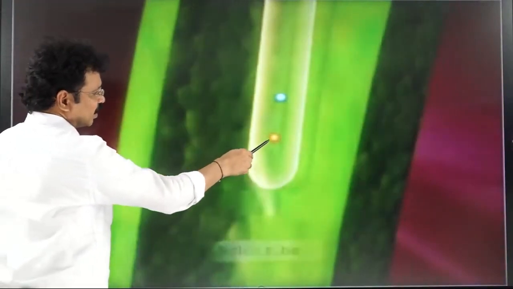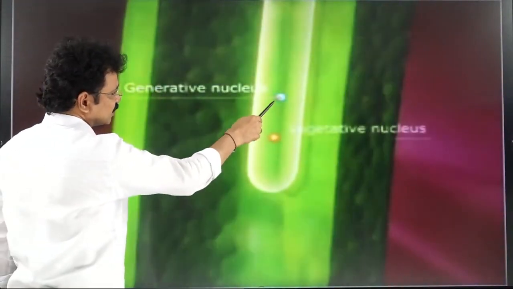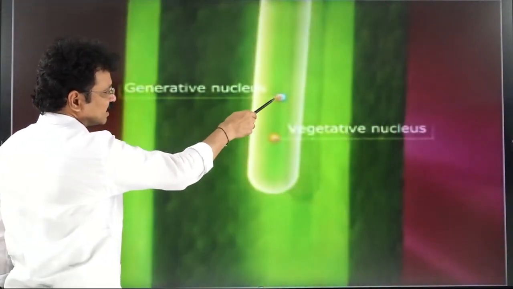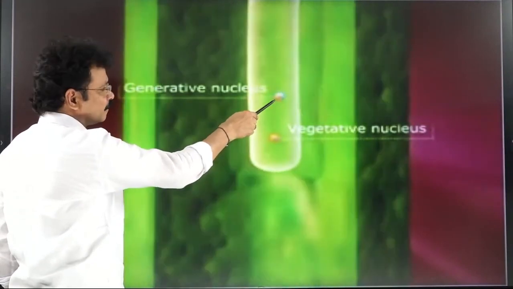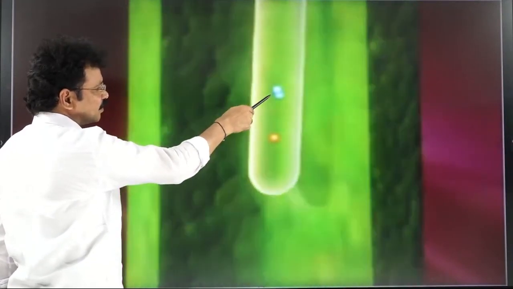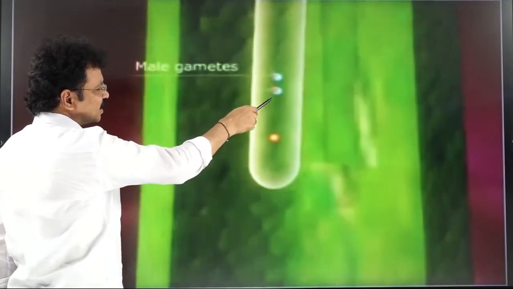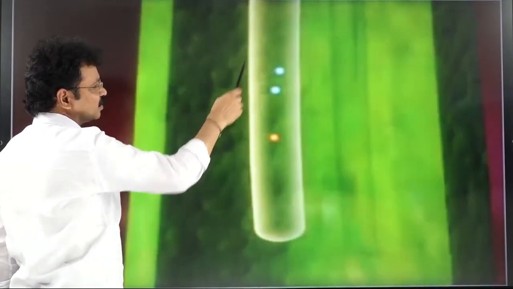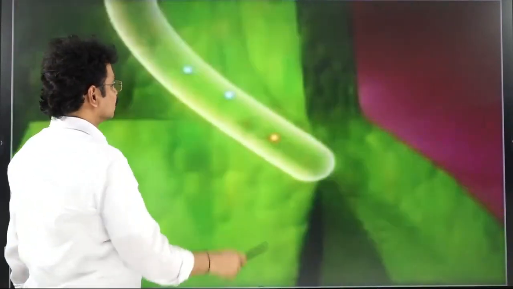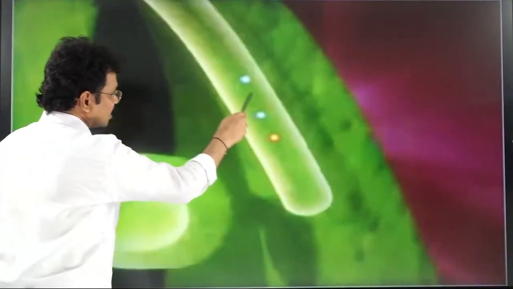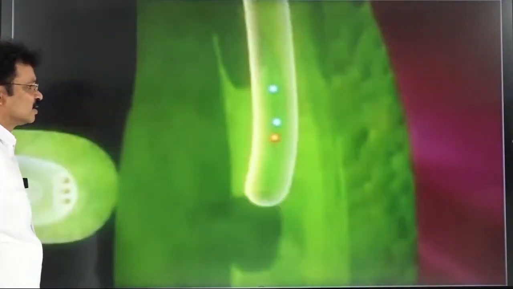Observe here, out of two cells, one is the vegetative cell, the second is the generative cell. Only the generative cell is division capable and gives rise to two male gametes. So the cell that is the mother of the gametes is the generative cell. Finally, the total number of cells in this pollen tube is 3 cells.